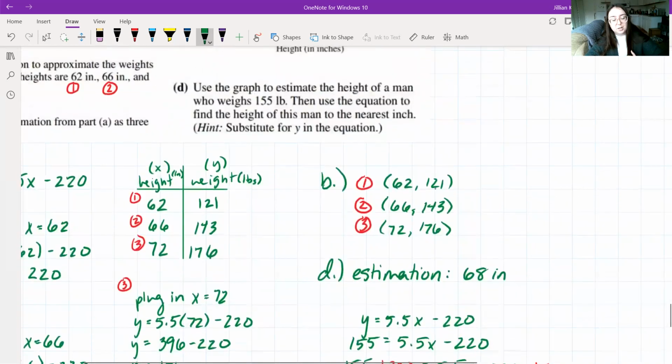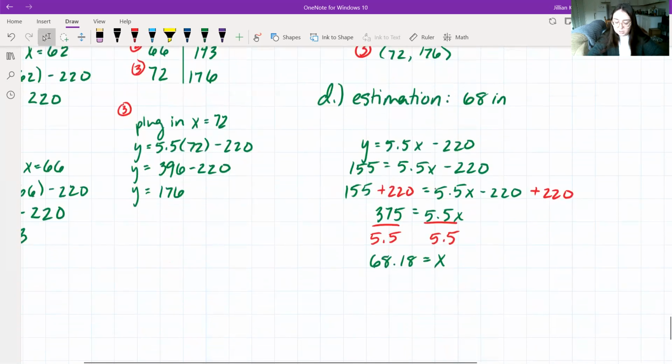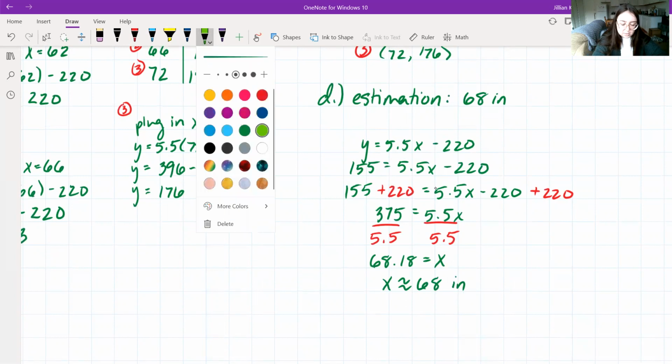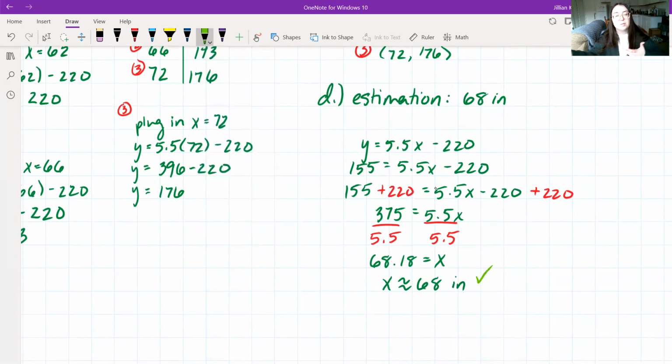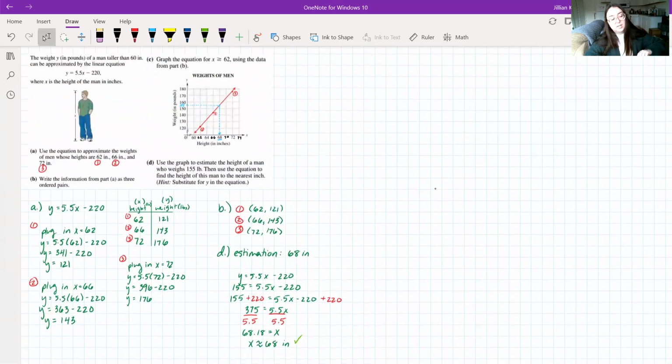But according to our question, we want to round to the nearest inch, which in this case would be about 68 inches. So our estimation was correct. So that is how we would go about solving more of this applied problem.